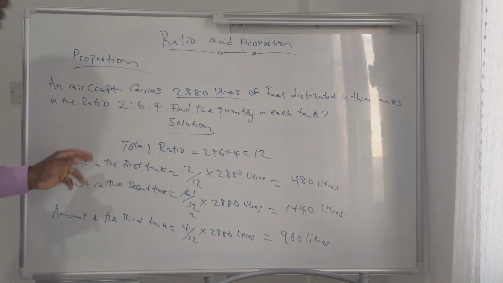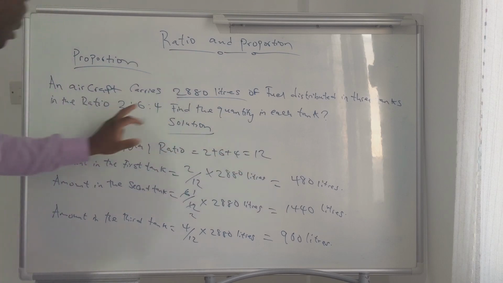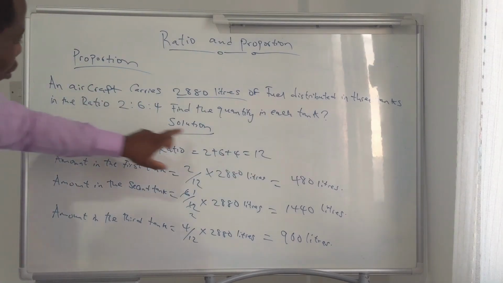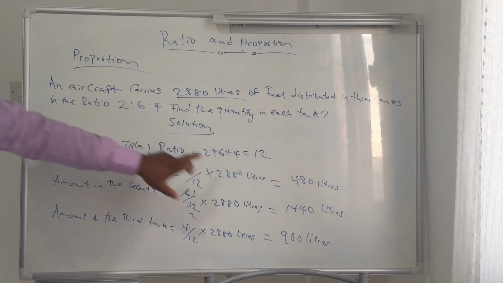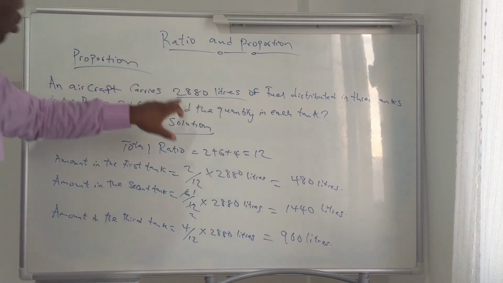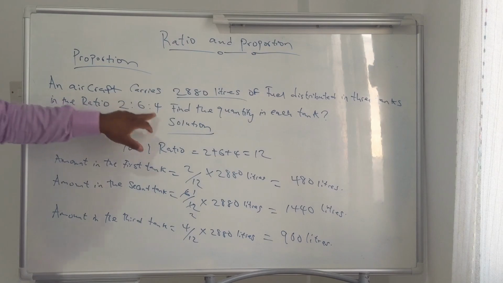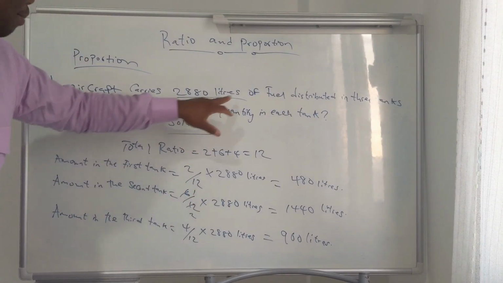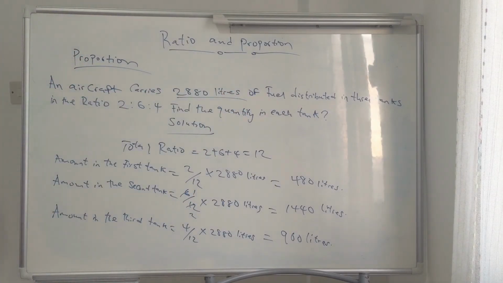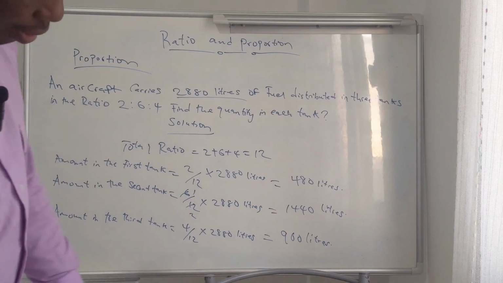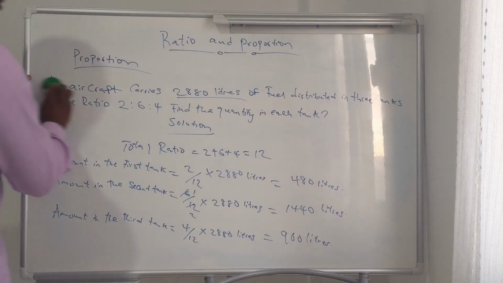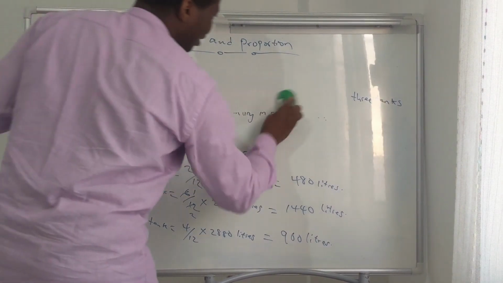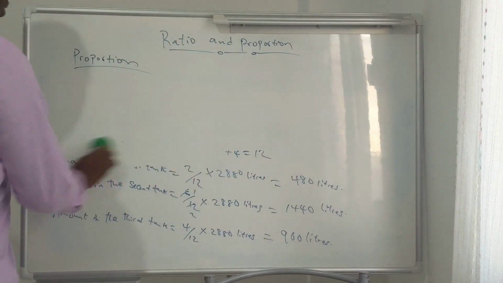Just the second method: the total ratio is this. They are going to say 2 out of 12 multiplied by the total, 6 out of 12 multiplied by the total amount of liters that was carried, and 4 out of 12 multiplied by the total amount of liters that the aircraft carried. So now let's go to another, more complex example that will really help us get grounded and know what we are doing.